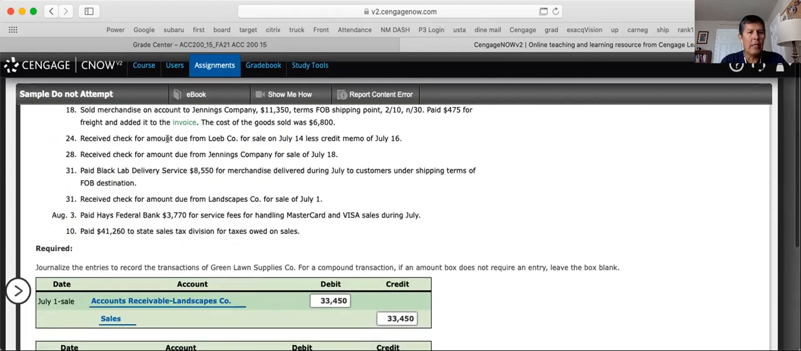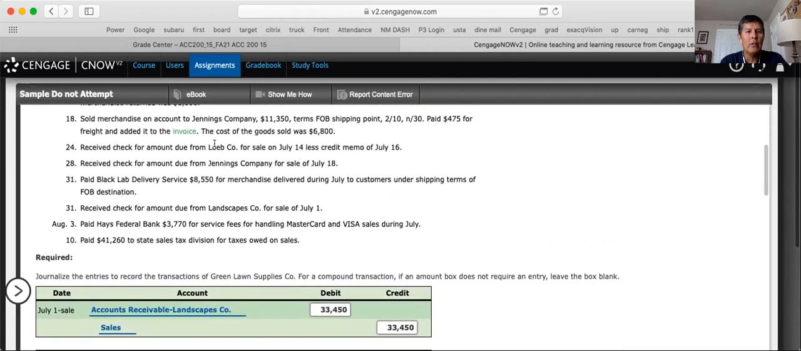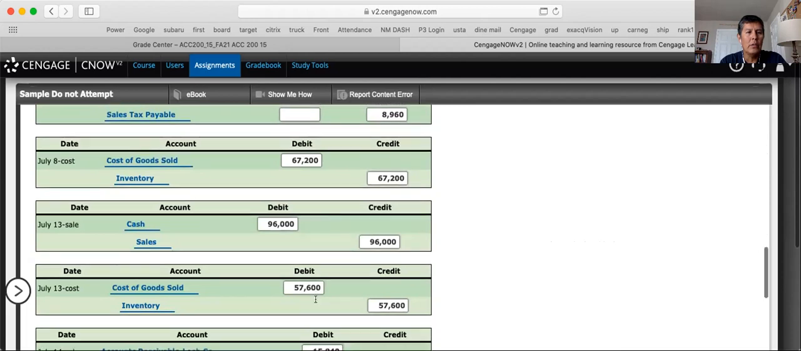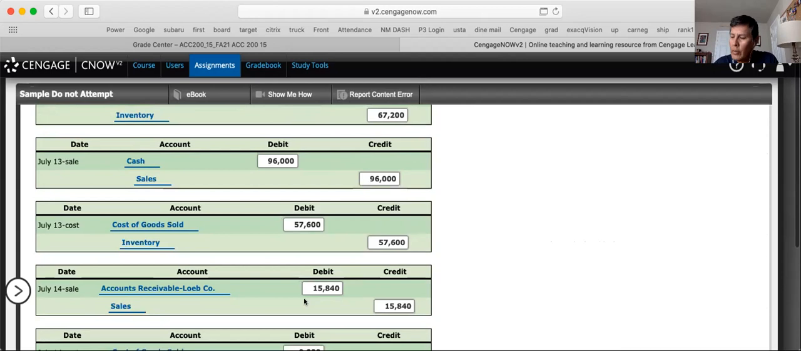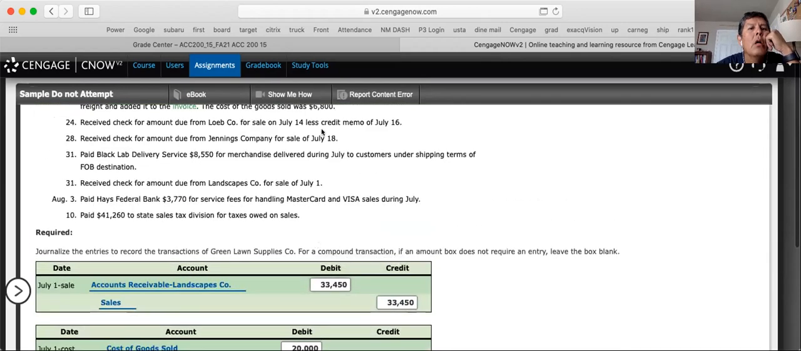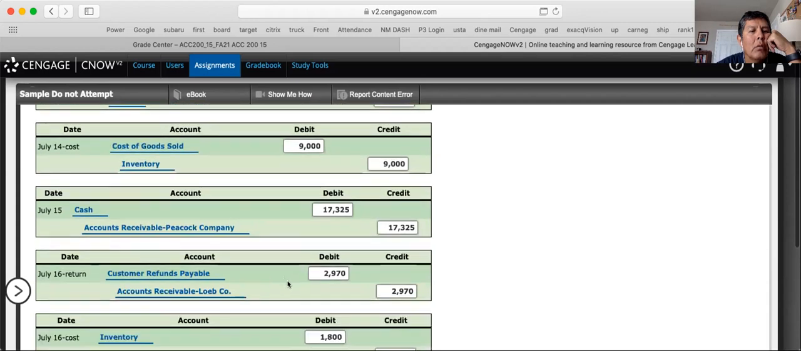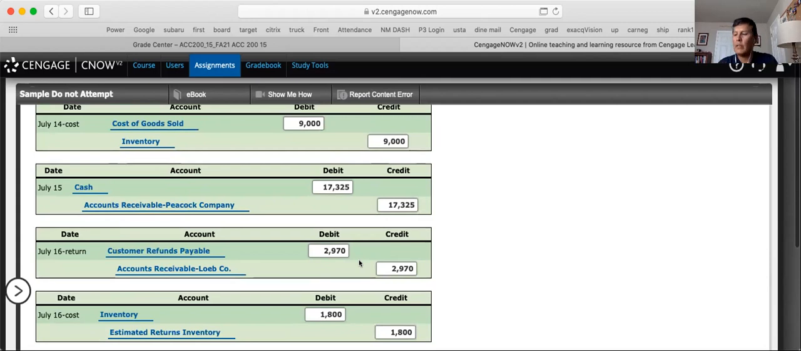July 24th. Received check for amount due from Loeb Company for sale on July 14th, less credit memo on July 16. So we've got to see what that balance is going to be. They gave us a little info right here. Received check in amount for sale on July 14th. How much was their sale on July 14th? July 14 was 15,800. I'm going to write this down. Now remember, there was a credit memo on July 16th. Let's see what the July 16th credit memo was. 2970.